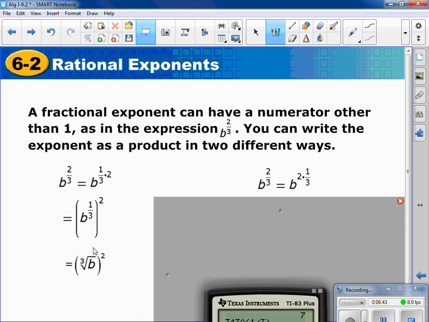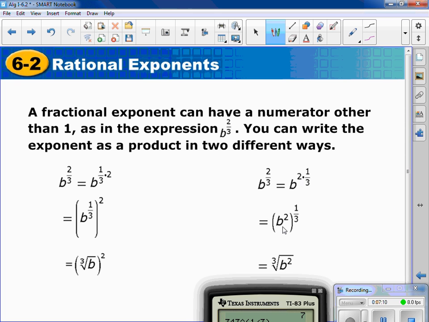If I do that, this really means b to the 1/3, then squared. So the 1/3 means cube root. So here's your answer: the cube root of b squared. If I think of it the other way, I have b squared to the 1/3. Well, that means it's the cube root, so it's the cube root of b squared. This is the same answer, both ways.